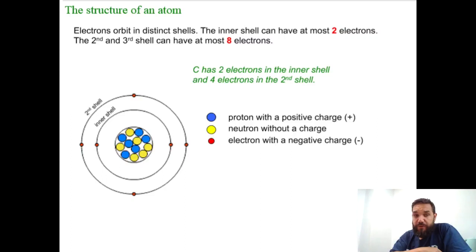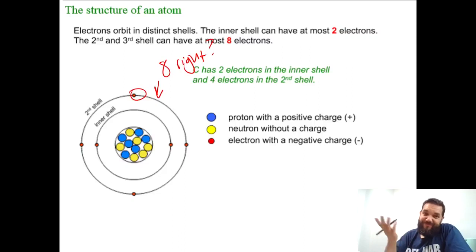So here's a question for you. How many electrons can fit into the second shell, the outermost shell of carbon? 8, right? So if it can take 8 and it only has 4, is it full? No. Is it happy? Not happy.